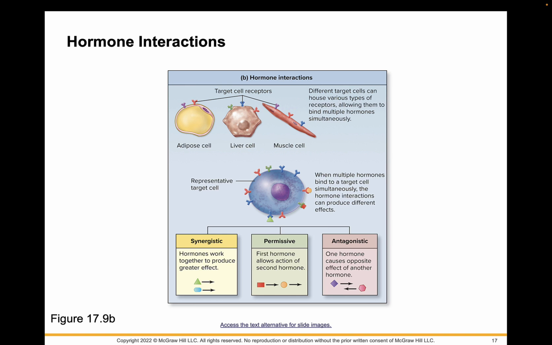So these hormones have to be present and active in the right order. The other is antagonistic. So one hormone will oppose the action of another. And the best example we can address here is going to be insulin and glucagon. Insulin is responsible for decreasing blood glucose, whereas glucagon will actually increase blood glucose.